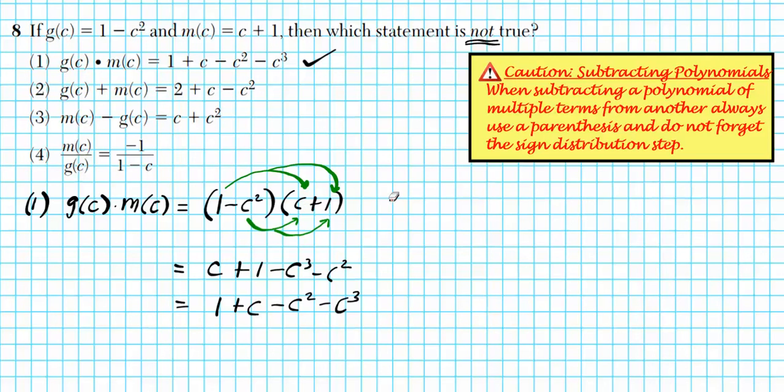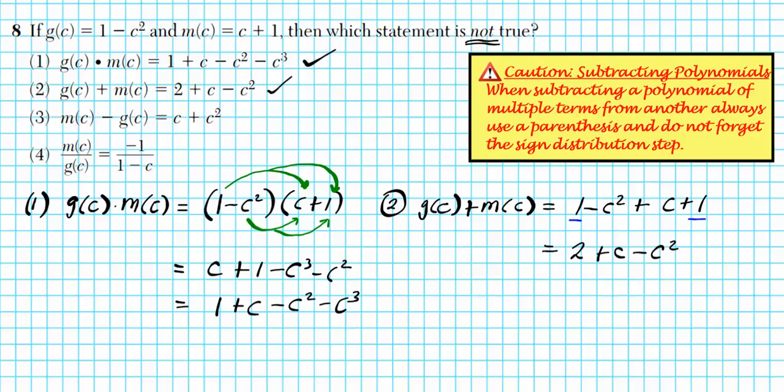All right, let's move on to option 2. Option 2, we're finding the sum of the two functions, g of c plus m of c. So we have g of c, what is it? It is 1 minus c squared plus m of c, which is c plus 1. Now, when you're substituting, please be careful. Make sure you're substituting the right expression for the right function. All right, now we're adding, we have like terms here, the constants are like terms, so we can combine them into one. So we have 2 plus c minus c squared. Option 2 is true, that's a true statement.